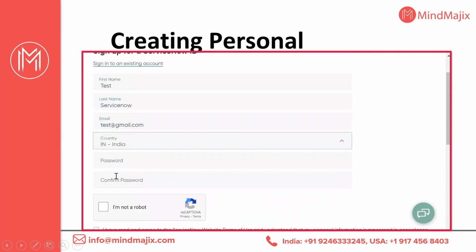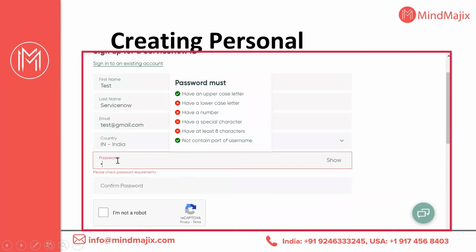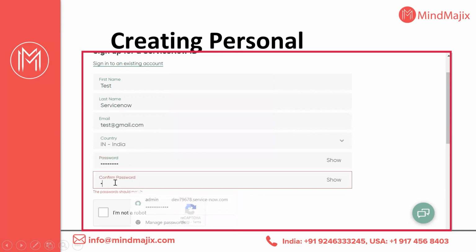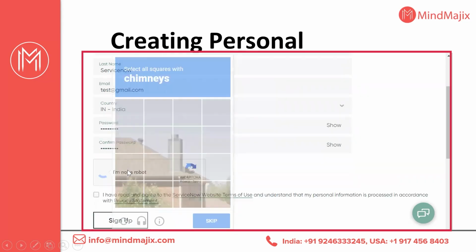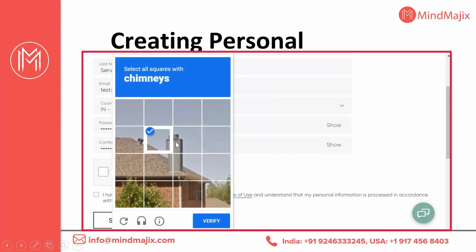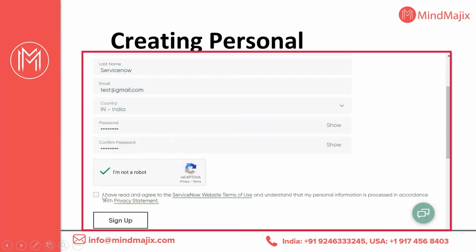I'll give India here, the country, password. I'm just giving any password, okay, like this. Give a password, confirm the password, and then say I am not a robot, and select whatever they are giving, verify, okay, and then I have read and agreed, and then click on sign up, okay.